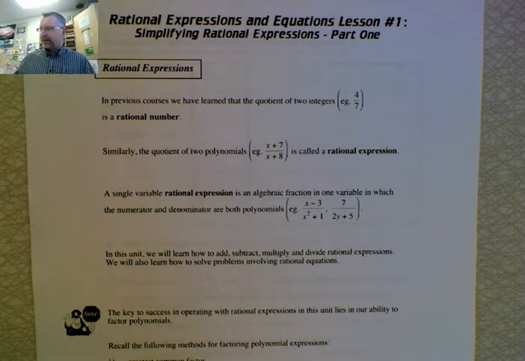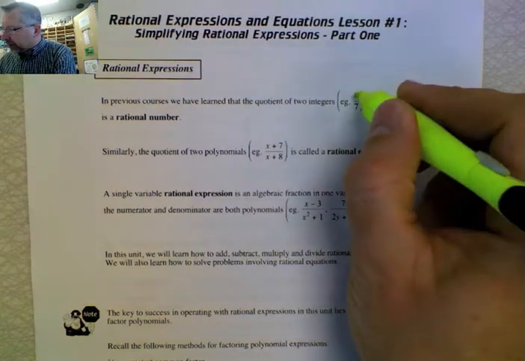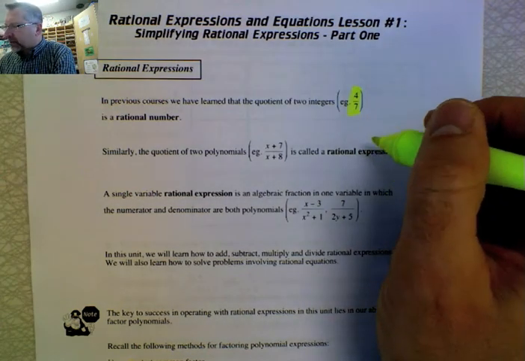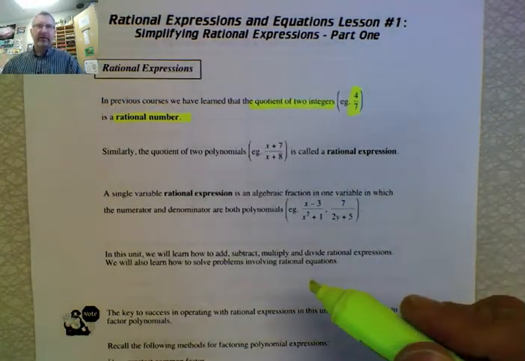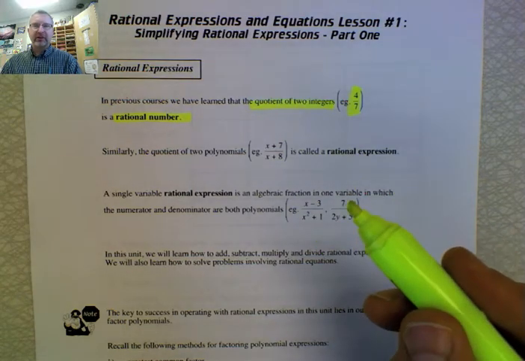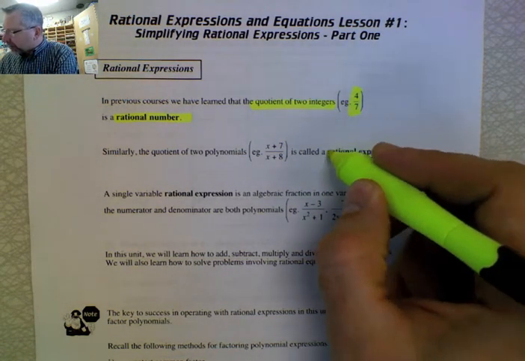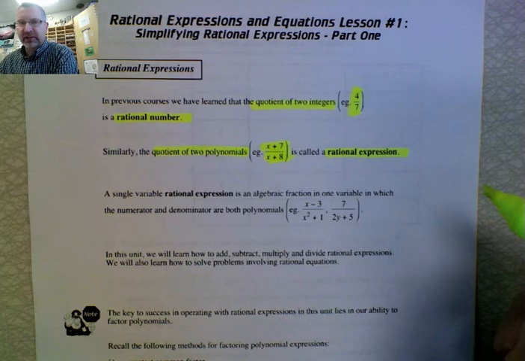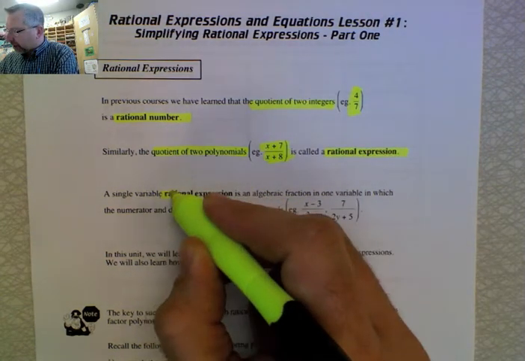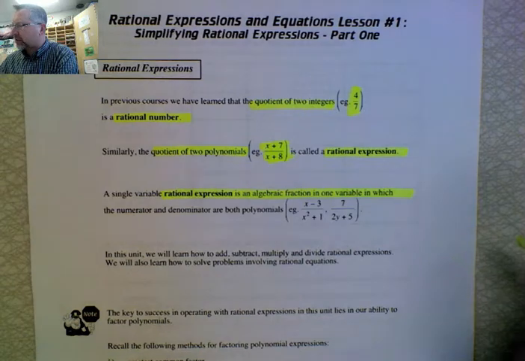lot of new stuff. Now, let's talk about rational expressions a little bit before we get started. Previously, in early grades, probably even back in elementary school, you looked at fractions, and a fraction is a quotient of two integers, and we call it a rational number. In this unit on rational expressions, basically a rational expression is the quotient of two polynomials. So it's something like x plus 7 over x plus 8. So basically a rational expression is an algebraic fraction in one variable.